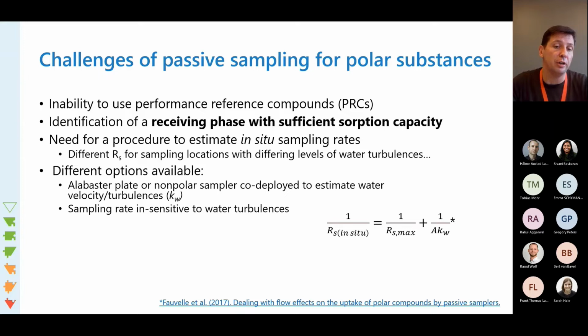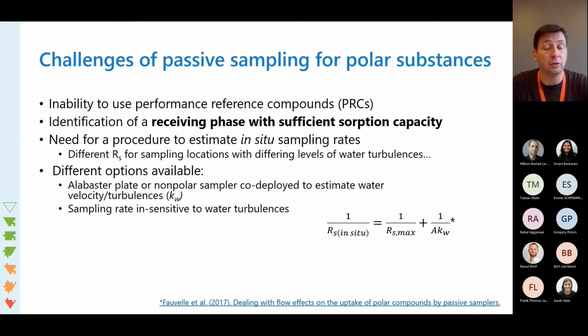So you can, for example, deploy a non-polar sampler that will allow you to estimate what the mass transfer coefficient is for the water side of what happens. And then if you've calibrated your device, you can recalculate RS in situ from this. But it means having a second sampler. It does involve additional work. You can also use some alabaster plates. For example, there's quite a bit of work done with this, where the plate or gypsum plate will dissolve over time and will provide an estimate of this KW, this mass transfer coefficient in the boundary layer.